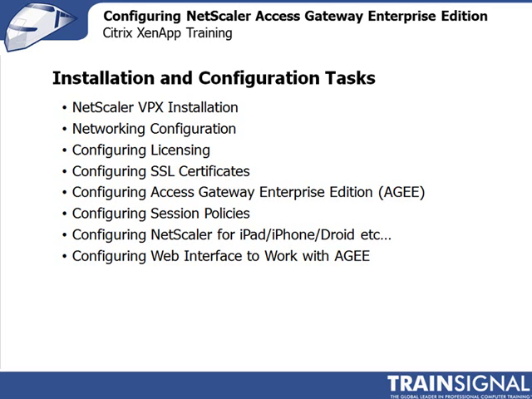Don't select Access Gateway and then download. Select NetScaler and then find the VPX installation of NetScaler Access Gateway Enterprise Edition and download that for ESX. So I just wanted to bring that up so that there's no confusion.